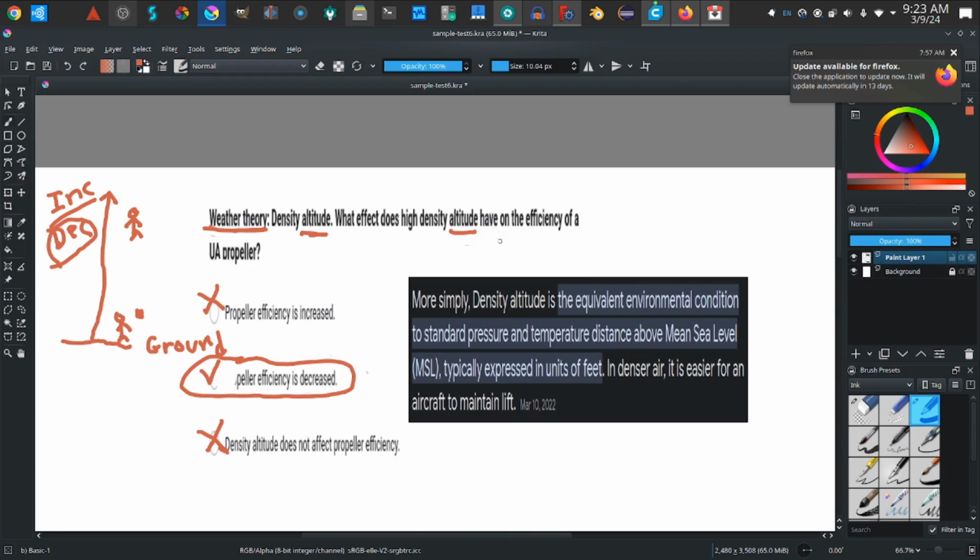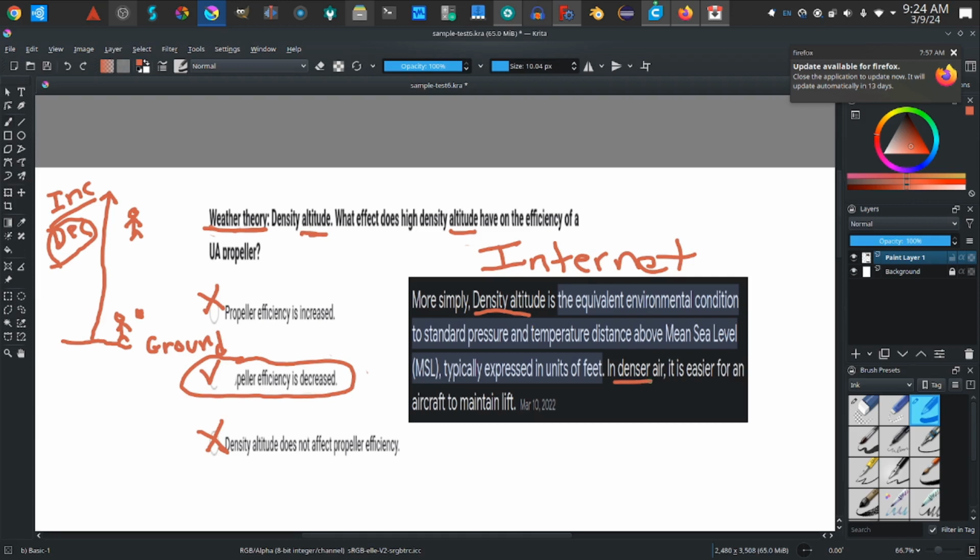And now let's look at my internet definition. I got this off the internet. Because I said, when I studied, I used various sources. If I didn't understand the terminology, I went to the internet and looked it up. More simply, density altitude, let's say here it is right here. Density altitude is the equivalent environmental condition to standard pressure and temperature distance above mean sea level. We'll cover that. Typically expressed in units of feet.